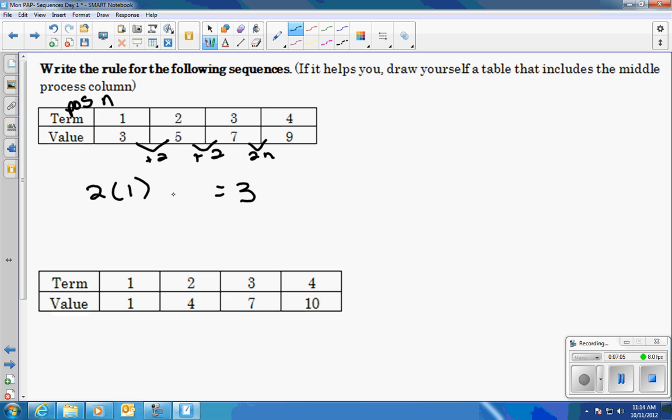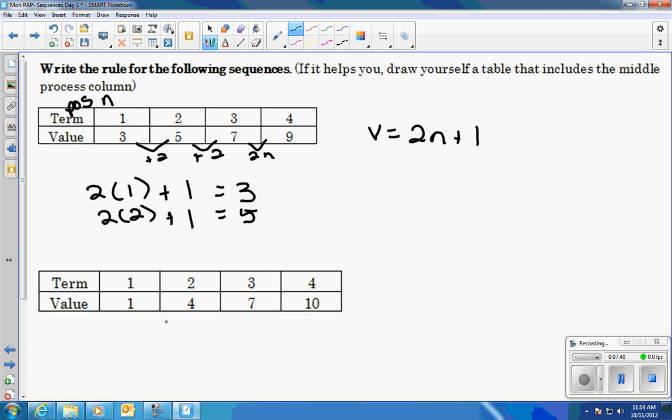How do I get to a 3? I add 1. And I always check a couple of them to make sure I didn't make an error. So 2 times term number 2 should give me 4, but in the chart it says 5. So how do I get from 4 to 5? Add 1. 2 times 3 is 6, plus 1 is 7. 2 times 4 is 8, plus 1 is 9. So my rule is my value equals 2n plus 1, where again, n represents the term number, or the position in the sequence.